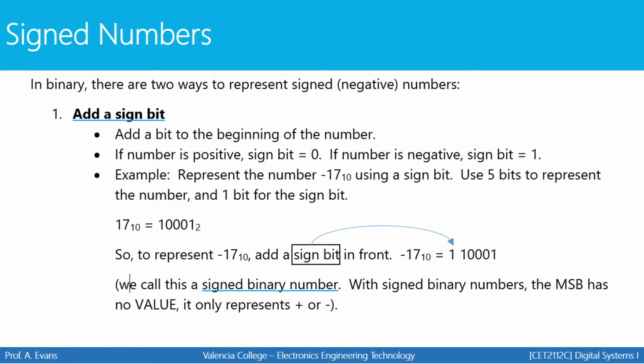With signed binary numbers, the most significant bit has no value. So this doesn't actually represent a place value. It just represents a plus sign or a minus sign. That's it. So when you're dealing with a signed number, you'll never assign a place value to the first bit. The first bit will only tell you whether the number following that is positive or negative.